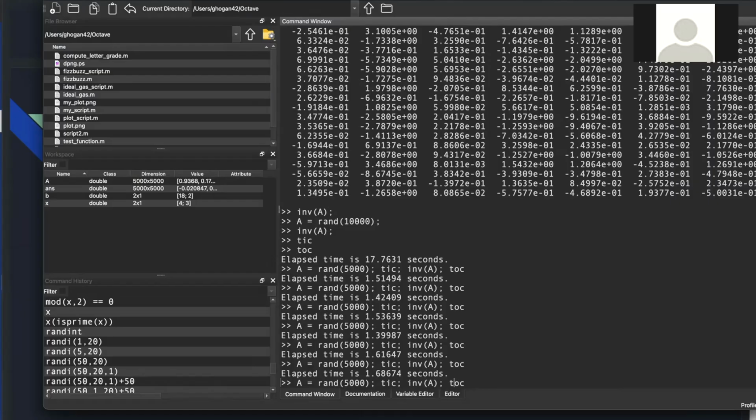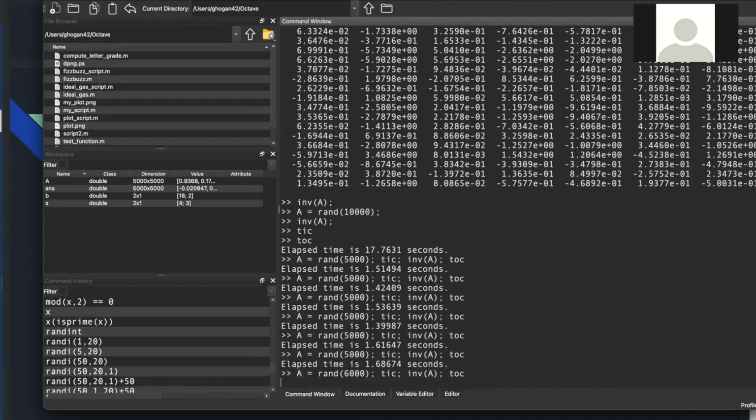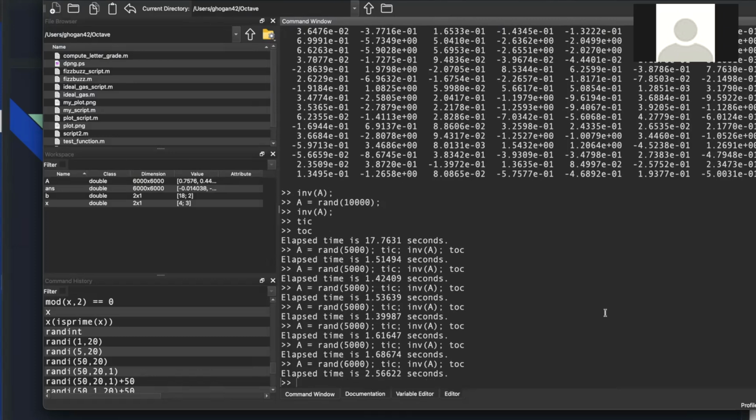You could change things to see how long it takes. Like if we go from 5,000 to 6,000, how long does that take? We see that this was about a second and a half. If I do rand 6,000, it's going to be slower. You can see going from 5,000 to 6,000 actually makes it go from like 1.5 seconds to like 2.5 seconds, ish, right?